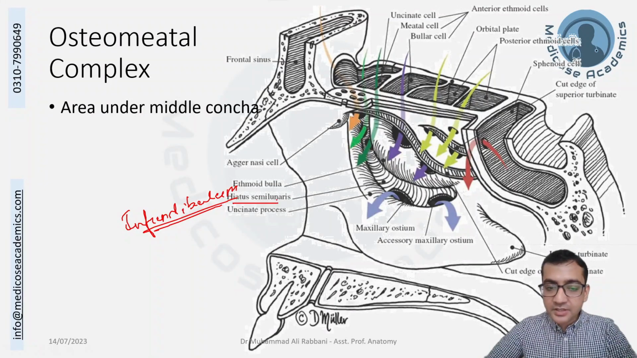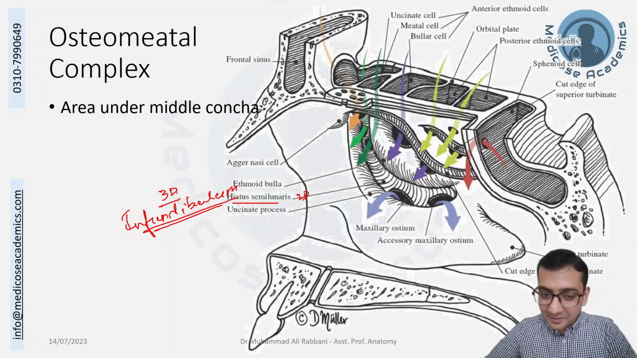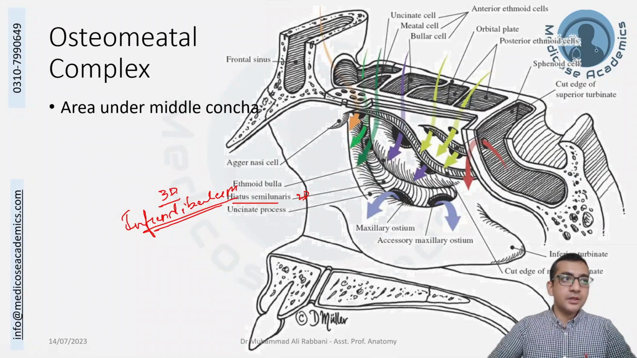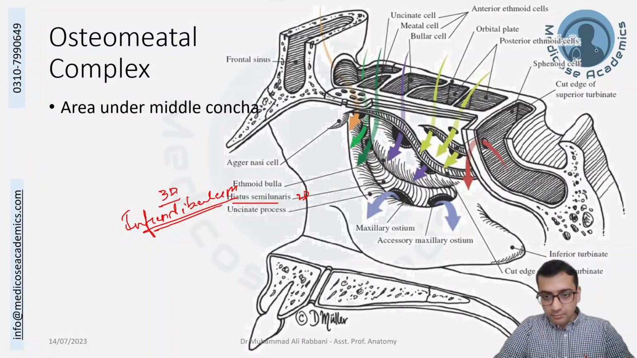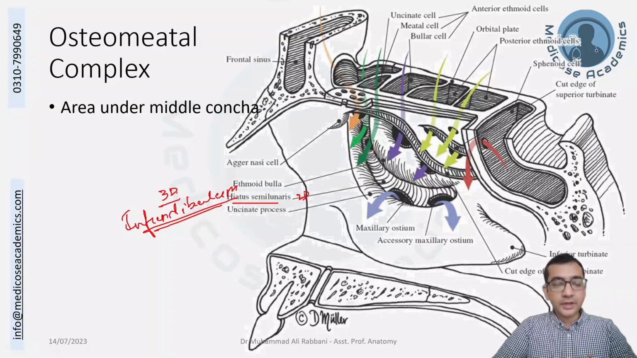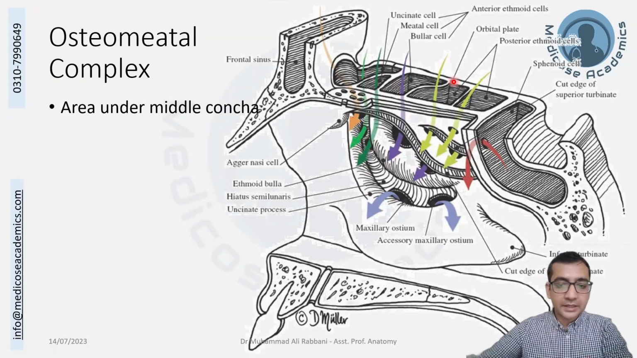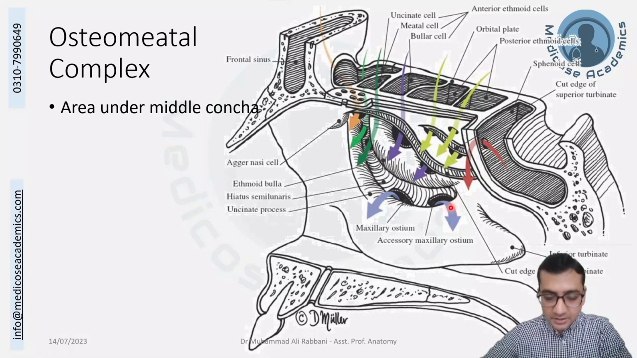So this is the difference between the hiatus semilunaris and the infundibulum. This was the 2D entry to the 3D infundibulum. But if you are confused by it, don't worry. If you use them alternatively, you don't get scolded that much. You can take the meaning that they are similar to one another, but they are not actually. So that is what I have been saying.